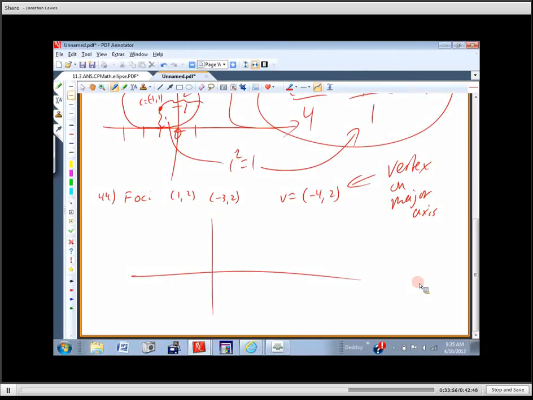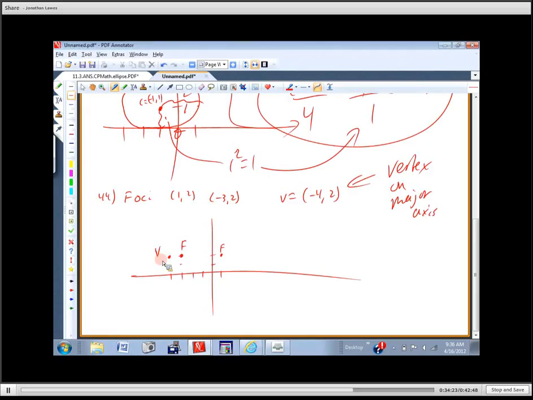So we'll sketch what this looks like and we'll label the points. 1, 2, there's a focus. Negative 3, 2, so 1, 2, 3, there's a focus. And then it's got a vertex at negative 4, 2, so 1, 2, 3, 4, there's a vertex.